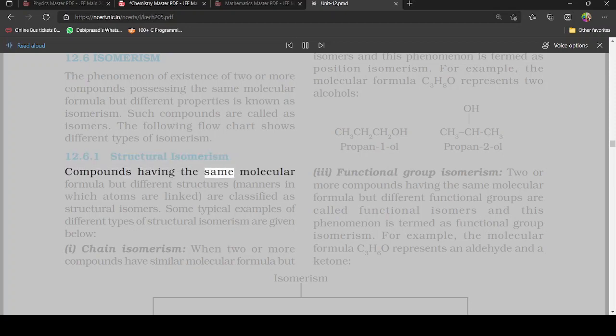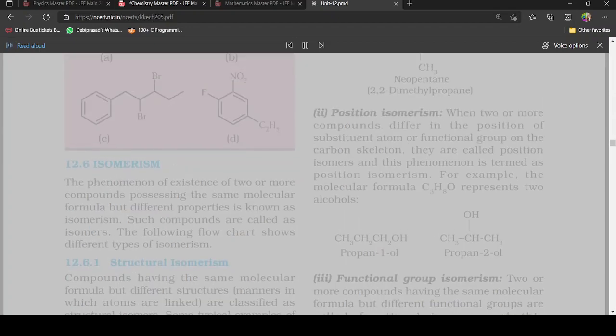Compounds having the same molecular formula but different structures, that is, different manners in which atoms are linked, are classified as structural isomers. Some typical examples of different types of structural isomerism are given below. 1. Chain isomerism: when 2 or more compounds have similar molecular formula but different carbon skeletons.